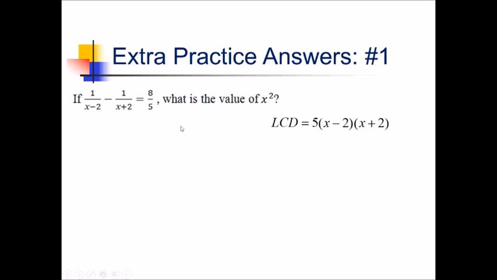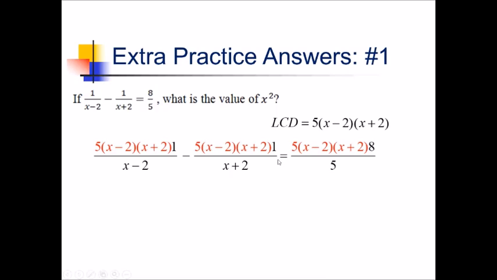So my first fraction gets multiplied by the LCD. My second fraction gets multiplied by the LCD. And this 8/5 gets multiplied by the LCD. Seems like an awful lot of writing, but the reason I write all of this out is because I'm going to be canceling different things out, and I need to know what's left over from the LCD after I do that. Okay, so for my first fraction, the x minus 2's cancel, and the x plus 2's are canceling in that next one, and the 5's are canceling in that last one.